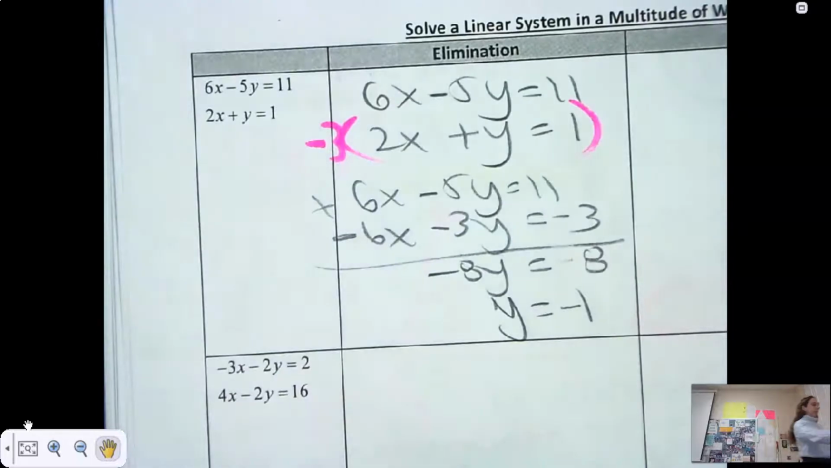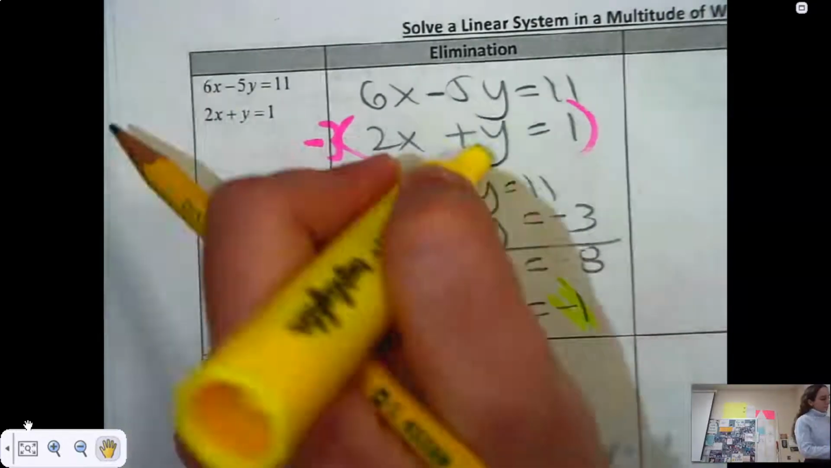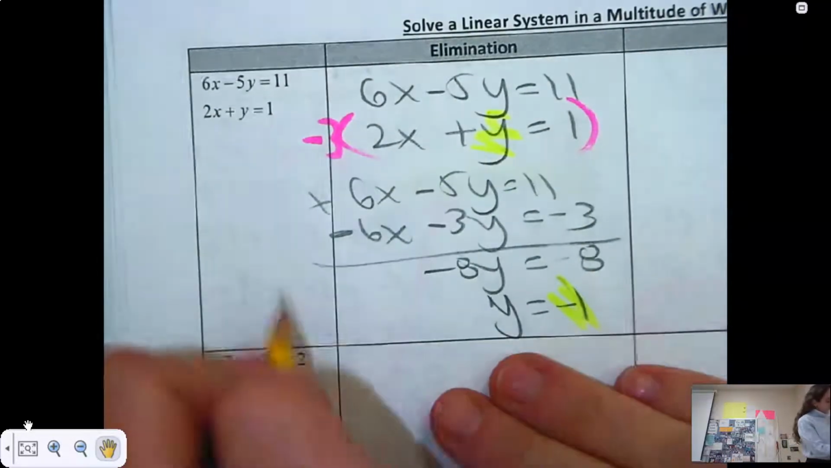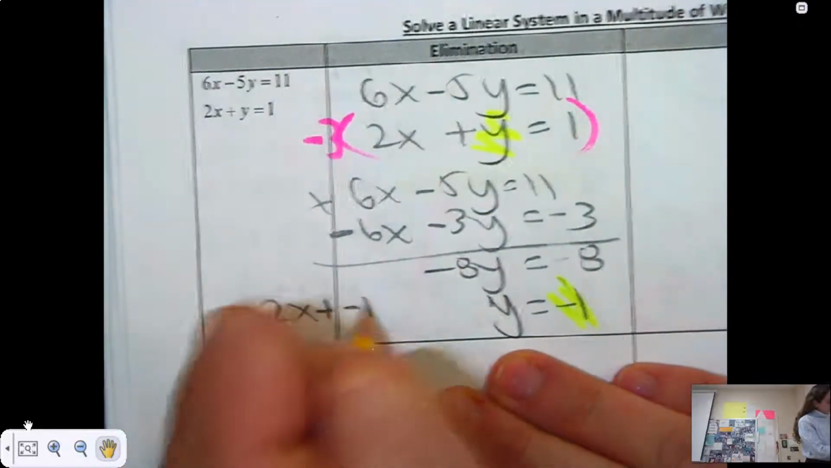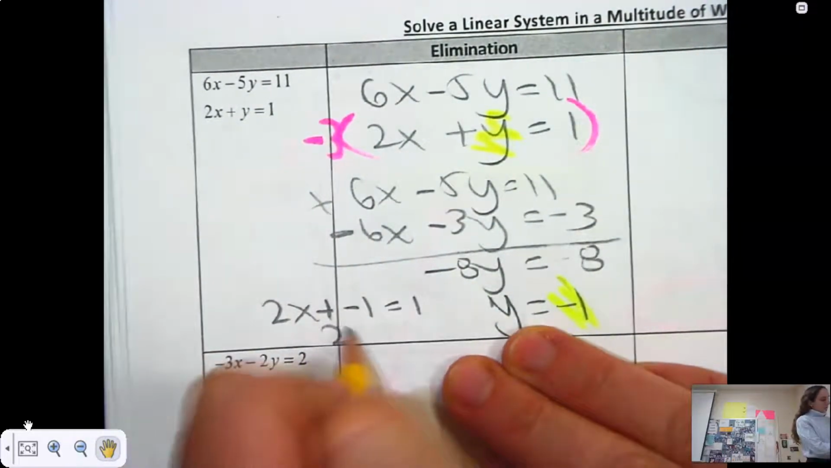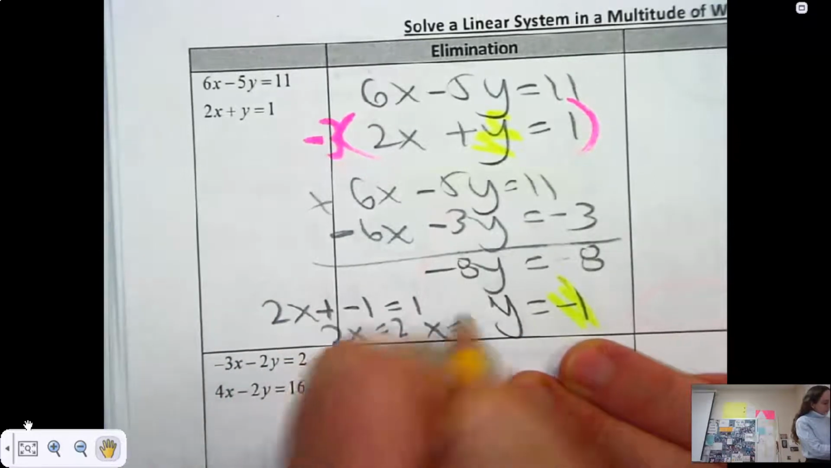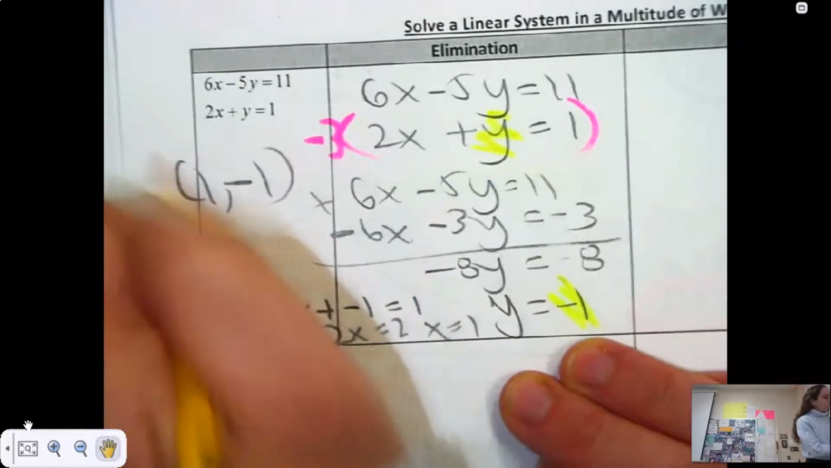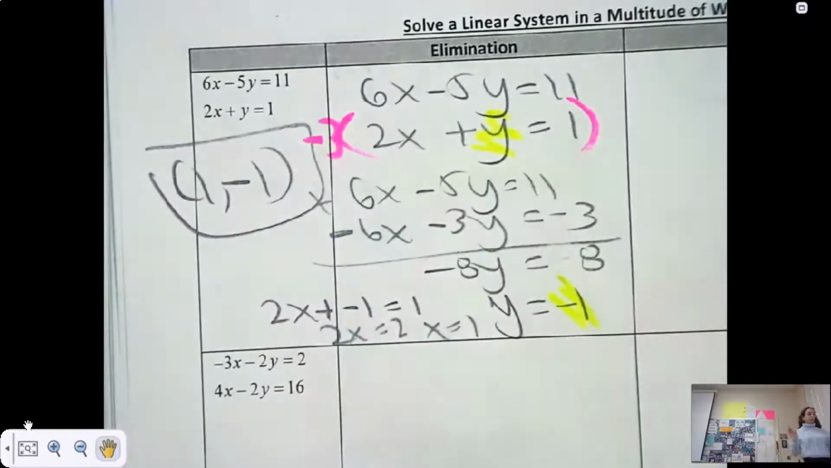Now, how do I get my x? I take the negative 1, plug it in for y. So 2x equals 2, x equals 1. So we know our answer is 1, negative 1. That's not anything different, okay? But we're going to do something.